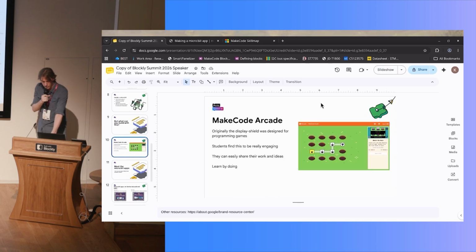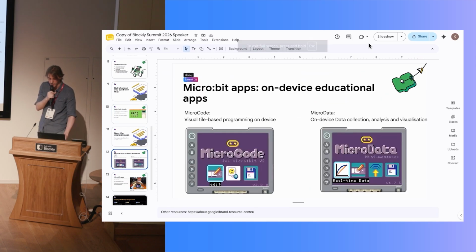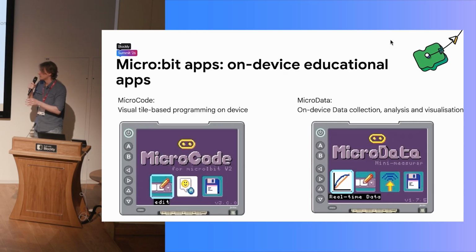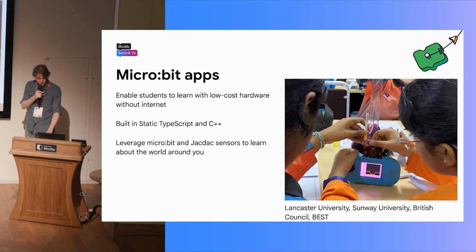So these are educational applications that run on the micro:bit. And I have two examples here. One is called microcode, and the other is microdata. So microcode is an application which runs on the display shield to teach programming in a visual way. It's similar to Blockly, but you do tile-based development based on these when-do rules. And microdata is another application which runs on the display shield to collect data for physics experiments.